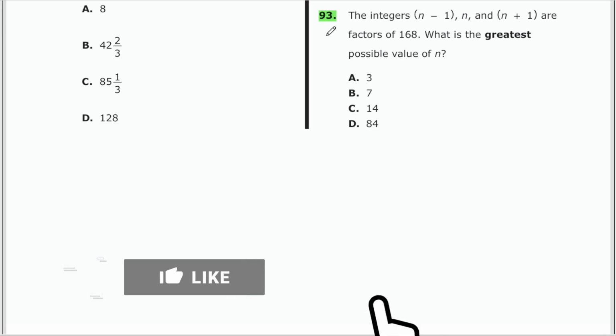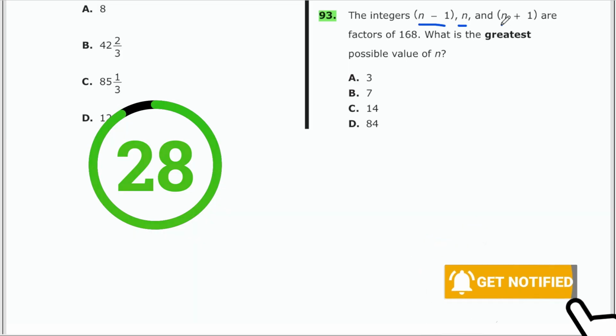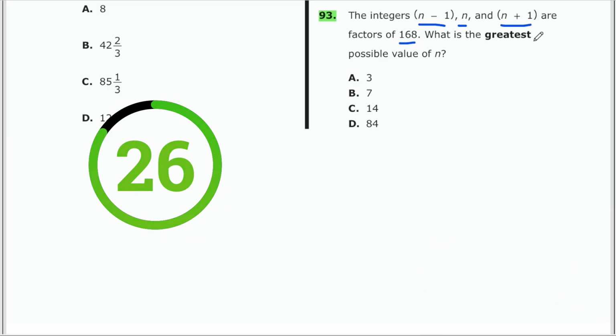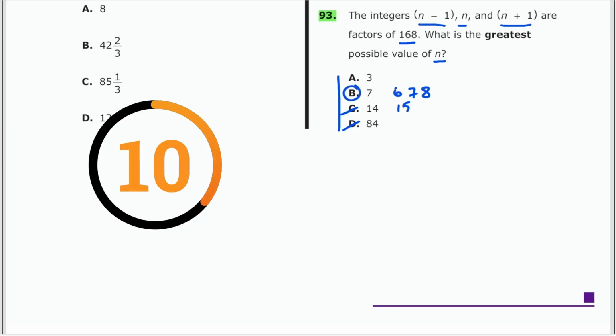So how can you do this problem in 30 seconds or less? The integers n minus 1 and n plus 1 are the factors of 168. What's the greatest possible value of n? So I just got to go through multiple choices. That's fast. So D will have to go out. C, because that's 15, is out. B, we have 6, 7, and 8. They're all divisible. So the answer is B.